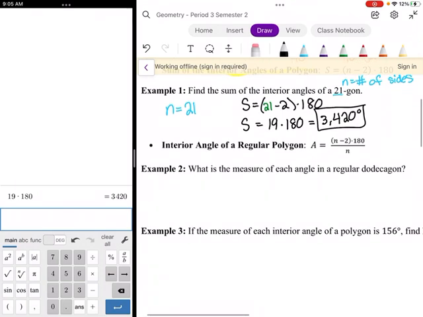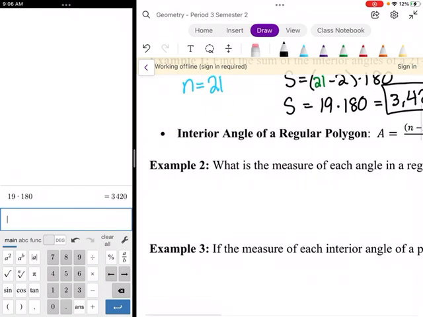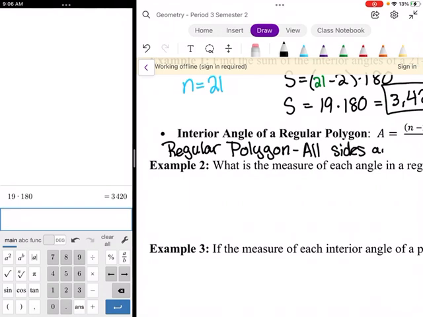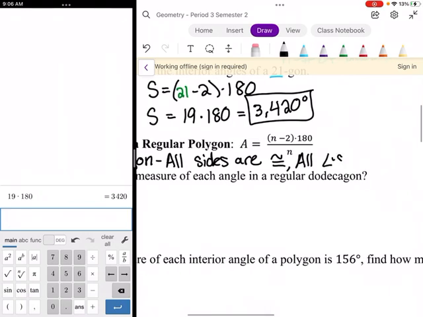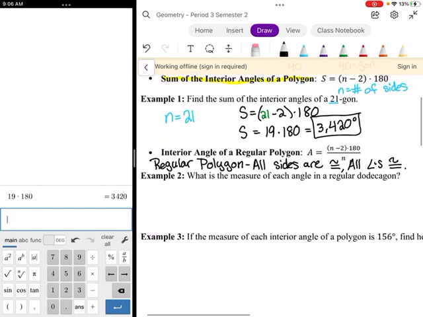So if it was a regular polygon, and a regular polygon means that all of the sides, all sides are congruent to each other. It also means that all of the angles are also congruent to each other. So that means every angle inside of the polygon is congruent. If it's not regular, that just means the angles are different measurements and the sides aren't all the same length.